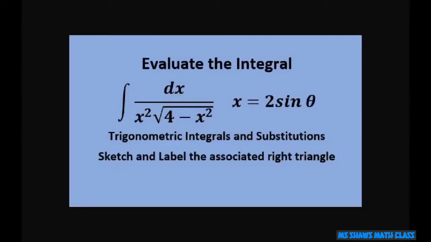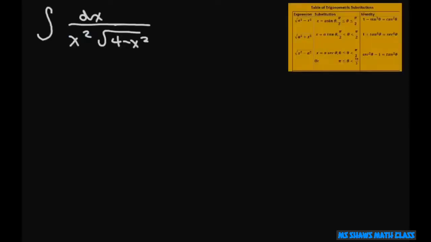Hi everyone, we're going to evaluate the integral by letting x equal 2 sine of theta, and we're going to sketch and label the associated right triangle. So here we have this, and it said let x equal 2 sine of theta, and therefore our derivative dx equals 2 cosine of theta d theta.